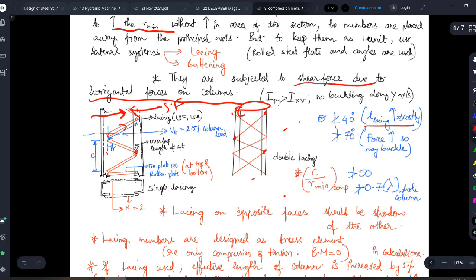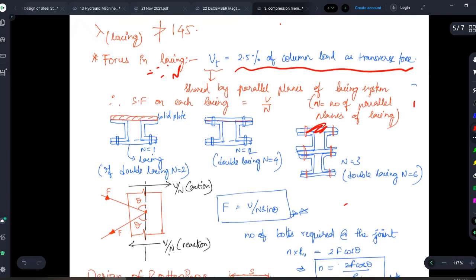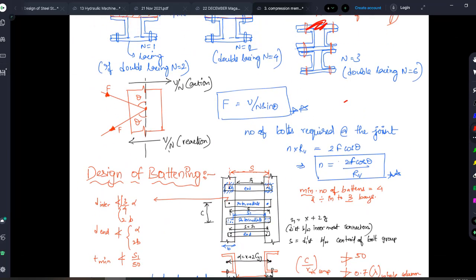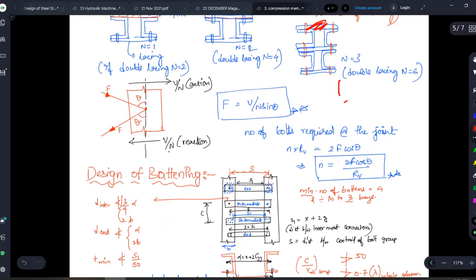These members are far away. Whenever the loading is applied, it will try to move further away. Therefore, to resist it, there will be certain shear force coming, and my lacings should be able to resist it. The concept is clear, right? There is no problem in this. So now let us try to understand how much force is being generated in each lacing. Okay?